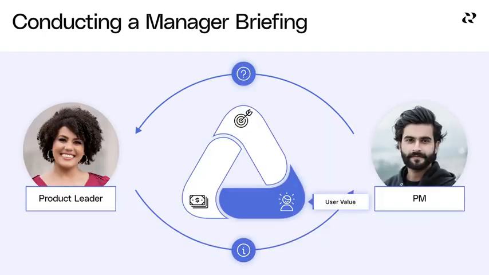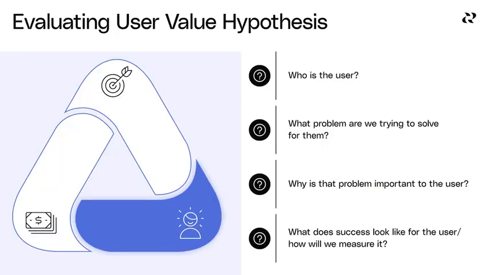The next step is to evaluate user value. This part of the manager briefing allows you to understand the hypotheses the leadership team and your manager have already made about the user and their problem. There are 4 questions that make up a holistic user hypothesis. Who is the user? What problem are we trying to solve for them? Why is that problem important to the user?